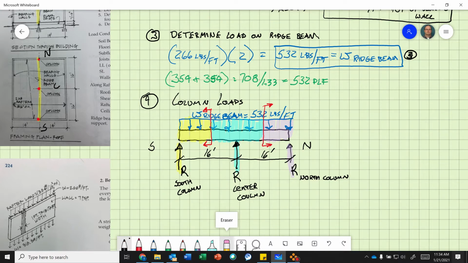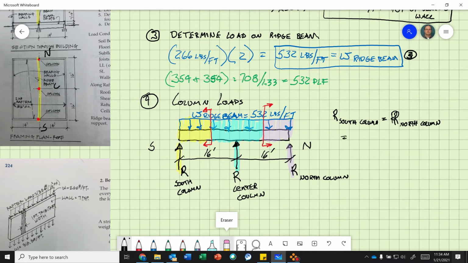To solve these, it makes life easier. So the reaction of the south column, or the load on the south column, would you agree equals the load on the north column? Because the tributary length here is the same. It's 8 feet on both sides, equals the reaction of the north column.